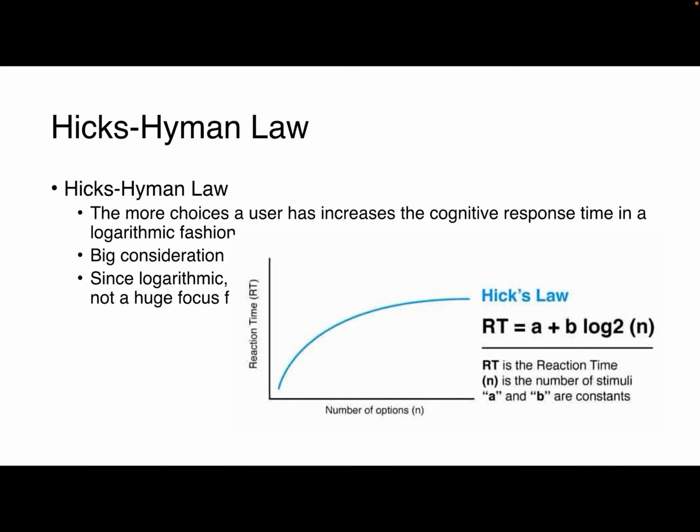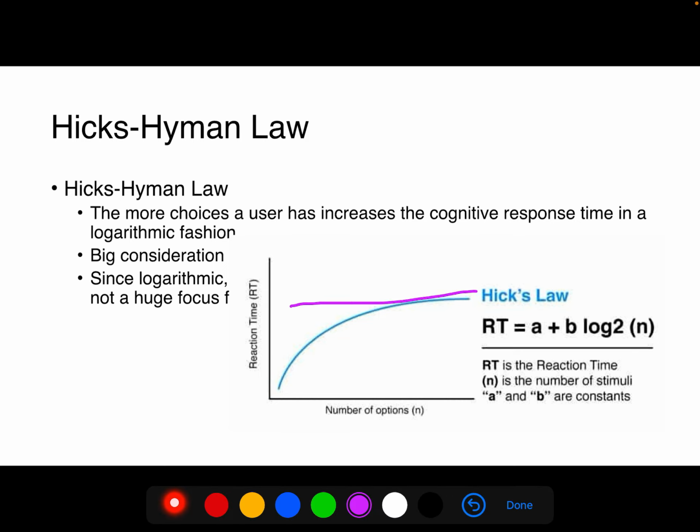So the Hicks-Hyman law, we talked about this a little bit, I think. The more choices a user has increases the cognitive response time in a logarithmic fashion. What's that mean for us? It means that our reaction time will plateau, which is something we need to be aware of.